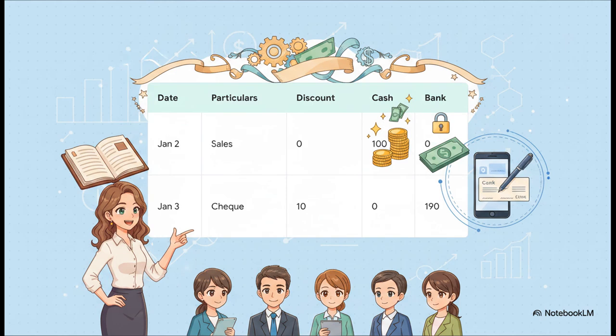So, in this expanded layout, alongside your date, particulars, and discount, we now have cash and bank columns sitting right side by side. If a customer pays you with physical paper money, boom, it goes in the cash column. If they pay with a direct bank transfer or a check, it goes right next door into the bank column. A business owner can glance at this single page and instantly know their total liquid wealth across both their physical till and their bank accounts.